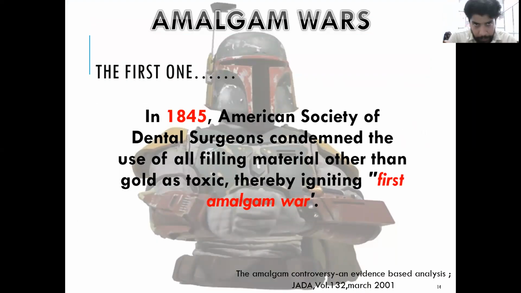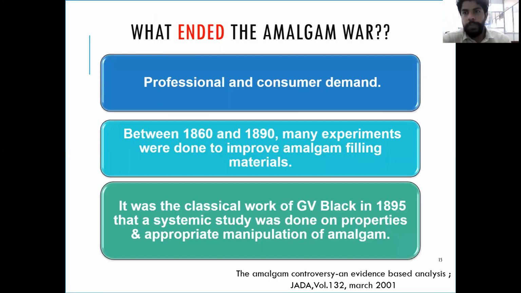Coming to the Amalgam Wars, the first Amalgam War was initiated in 1845 by the American Society of Dental Surgeons, which condemned the use of all filling materials other than gold as toxic, thereby igniting the first Amalgam War. So what led to the end of the Amalgam War? The factors which led to the end of the war were professional and consumer demand. Between 1860 and 1890, many experiments were done to improve amalgam fillings and materials. It was the classical work of Dr. G.B. Black in 1895 that a systematic study was done on the properties and appropriate manipulation of amalgam.